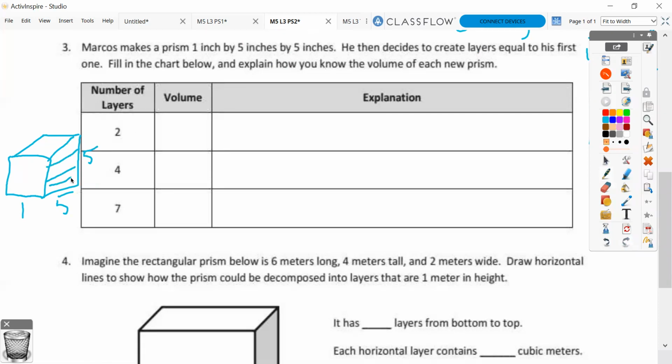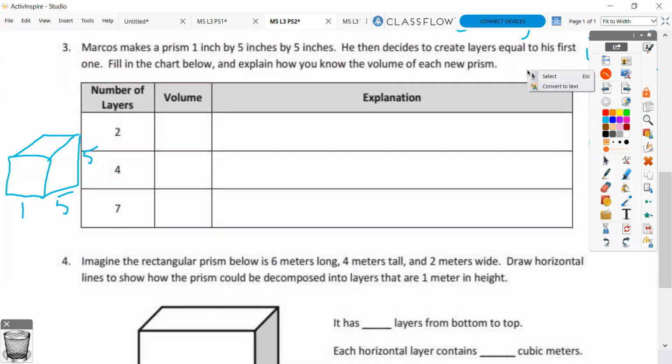Okay, so if there's 2 layers, he decides to create layers. Oh, so this is his first layer, and then he decides to create layers equal to this. So he's going to keep adding on to this. So if he has 2 layers, let me pause this because this one's confusing me real quick. Yeah, I was right. First, let's think of the volume of this shape right here.